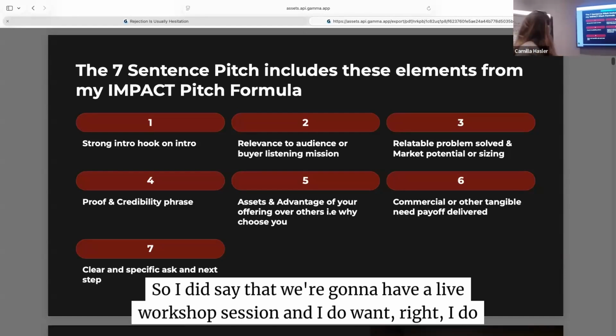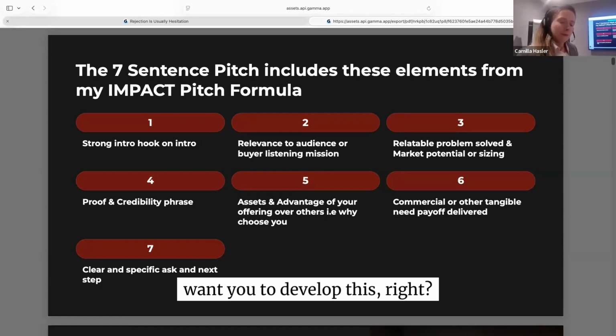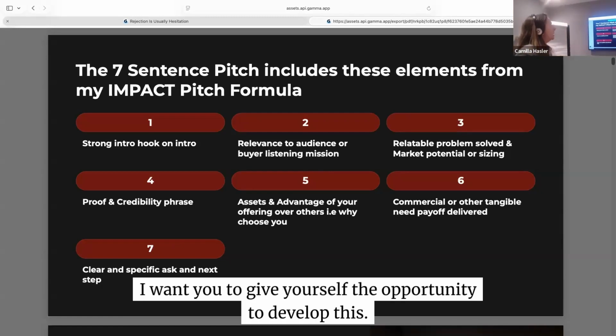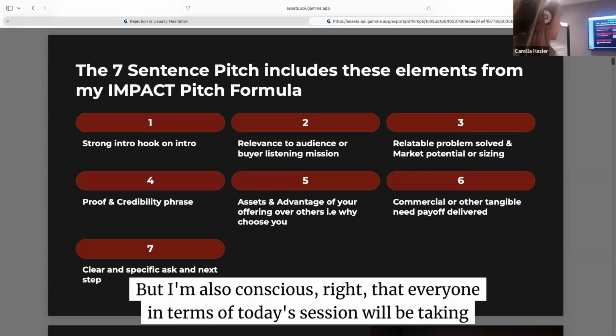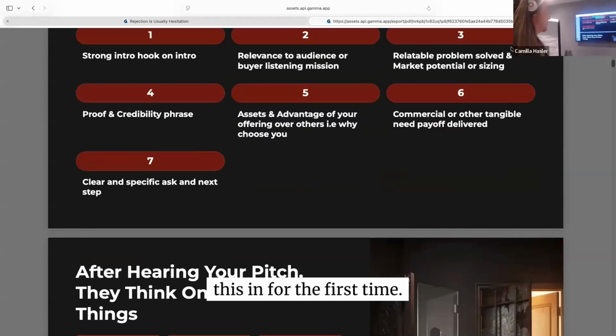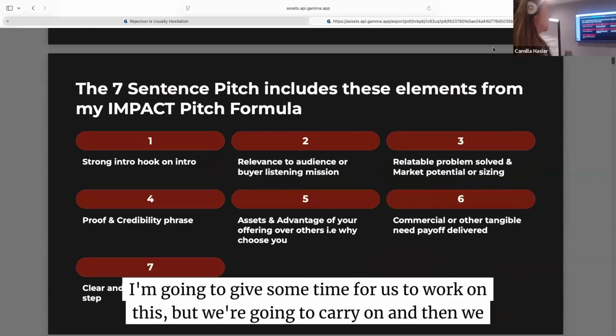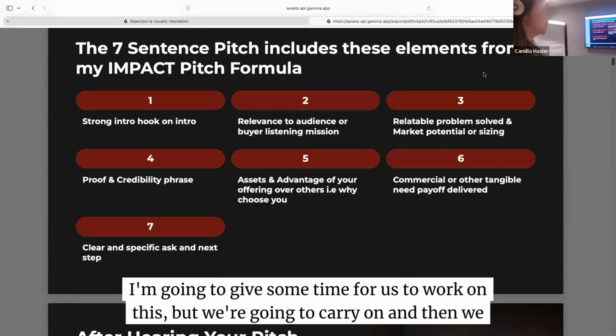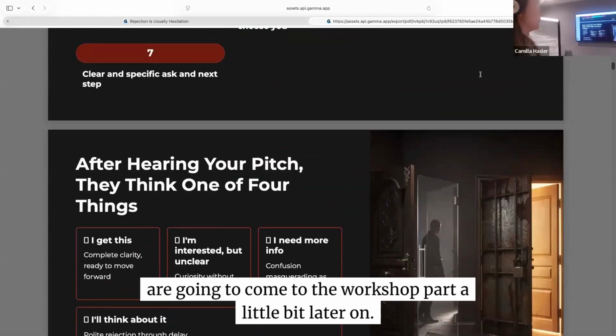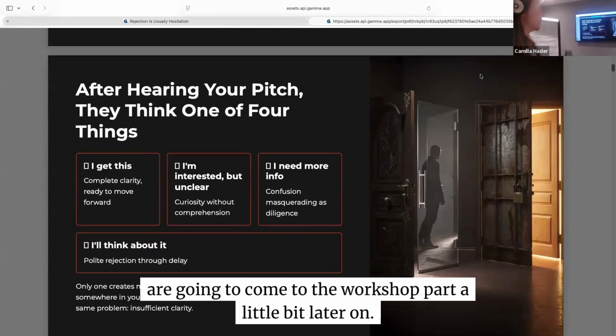So I did say that we're going to have a live workshop session, and I do want you to develop this. I want you to give yourself the opportunity to develop this. But I'm also conscious that everyone in today's session will be taking this in for the first time. So I'm going to give some time for us to work on this, but we're going to carry on, and then we are going to come to the workshop part a little bit later on.